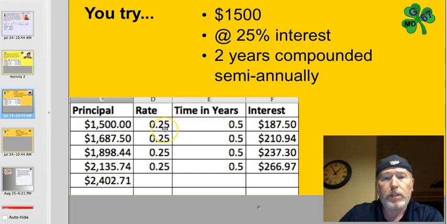$1,500. My rate was 0.25, 25% interest as a decimal, remember. 0.5 was the year because it's semi-annually, so I'm using 0.5 or half a year. My total, $2,402.71. Yikes. I hope he's earning that, not paying that interest.